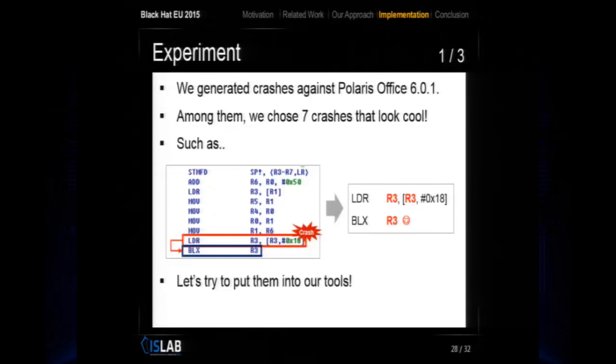So even though our tools are not yet complete, we performed an experiment to see how useful it is. We generated many crashes against the Polaris Office, which is widely used on Android for document file browsing. We chose 7 crashes that look very interesting like this. If we have control of the R3 register, we can finally manipulate the program counter and change the execution flow. So we put them into our tools.